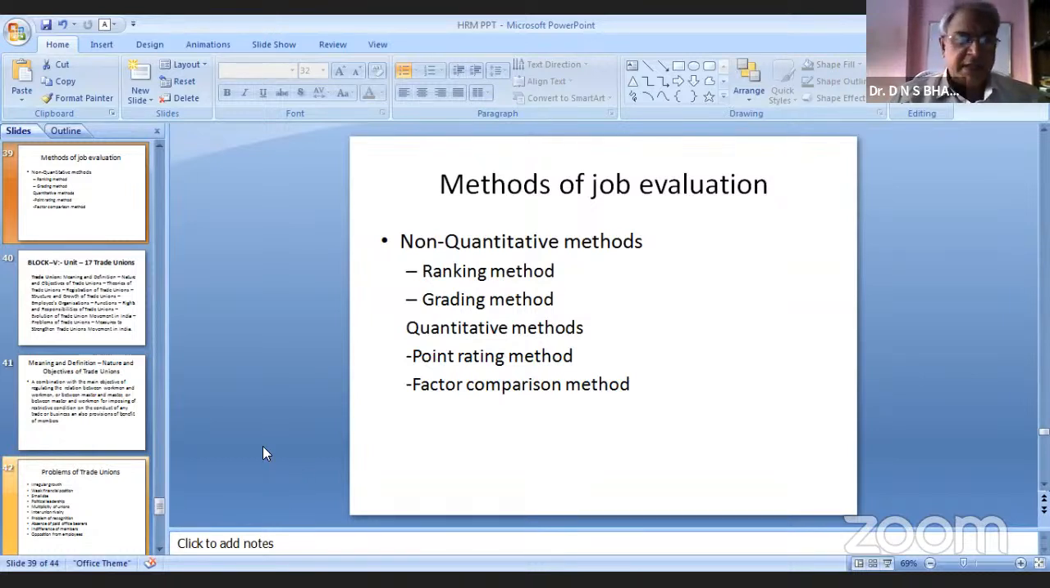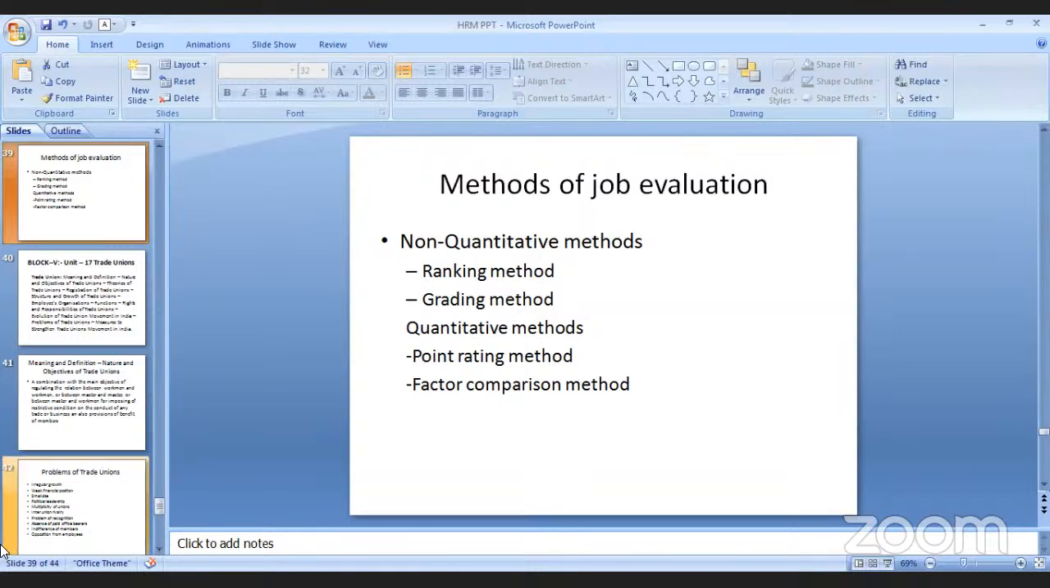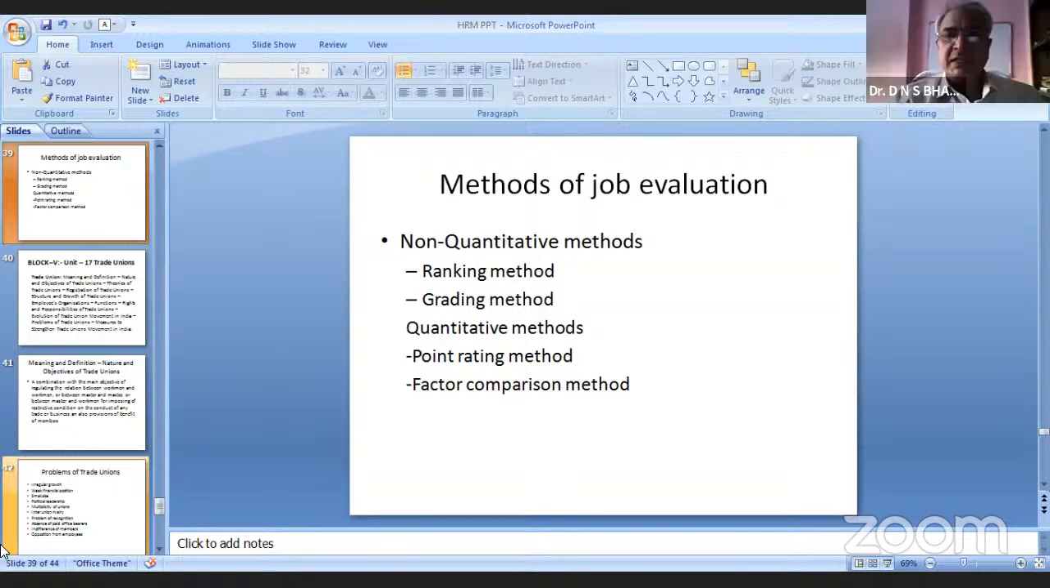In the case of the grading method, we go by the classification method and develop the job grades. This is followed in most governmental organizations. Earlier days we used to say clerical grade, supervisor grade, officer grade, like that. So develop different job grades.